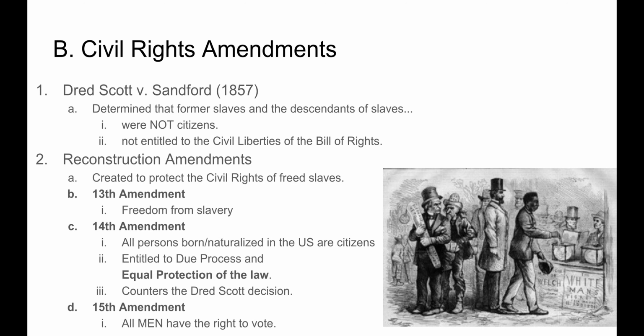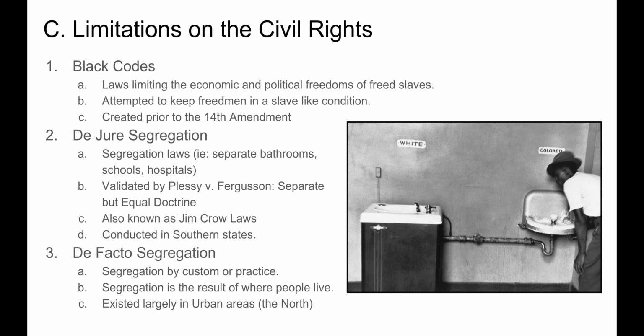Now, the last of the Reconstruction Amendments was the 15th Amendment, and pretty simple here, just gave all men the right to vote. Now, that's not all citizens, because women were still excluded, but all men, regardless of race or ethnicity, now have the right to vote. So everything's hunky-dory, right? Not so much, because as soon as these things go into effect, Southerners begin to look at ways to restrict these rights. All right, so violate the civil rights of U.S. citizens.